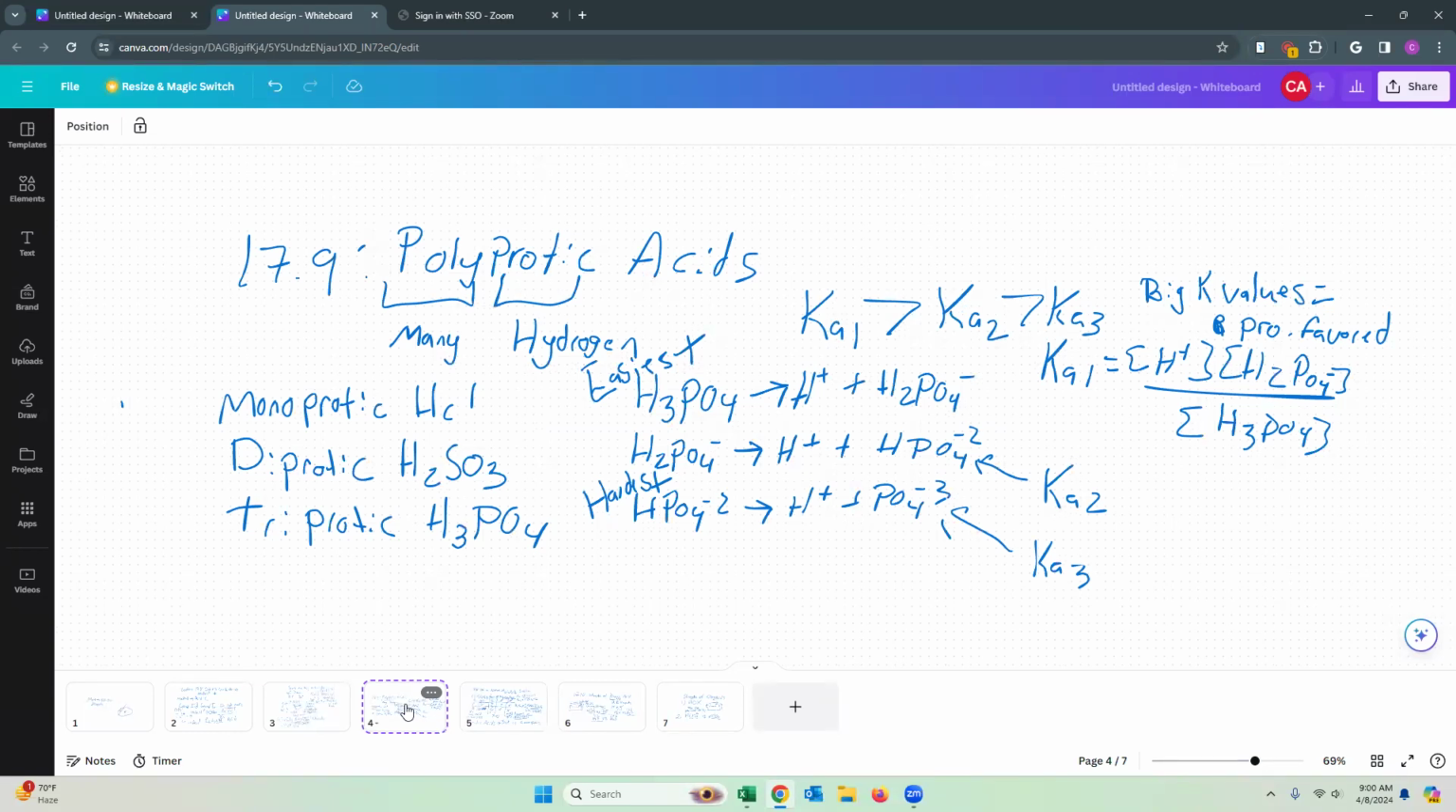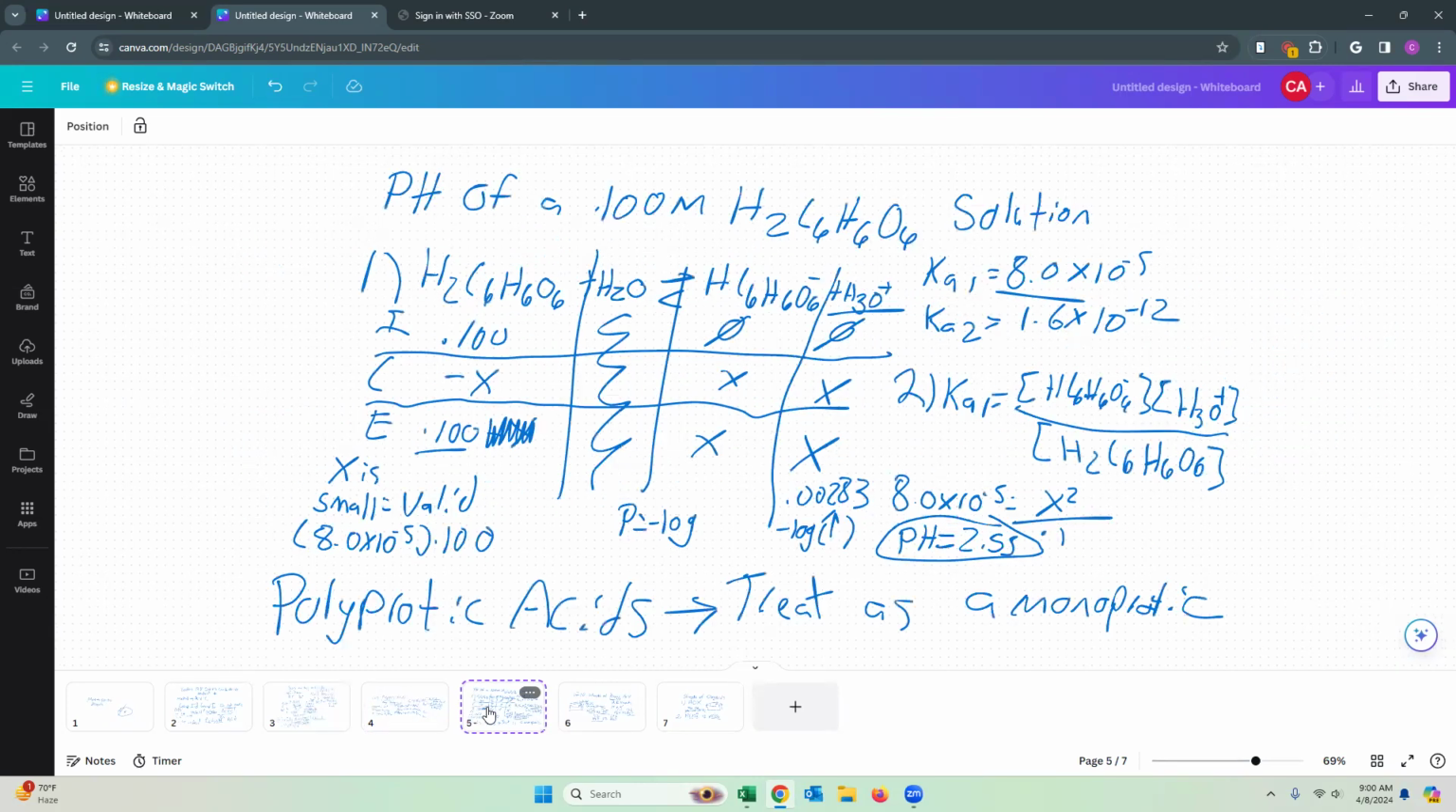Then we talked about polyprotic acids, many hydrogen acids. These are acids that have multiple Kas, multiple acidic hydrogens, but really we can just ignore the other hydrogens except the first. Ka1 is all that matters. When we're doing a problem with a polyprotic acid, we can just lose one hydrogen and we don't have to worry about losing the second or the third.